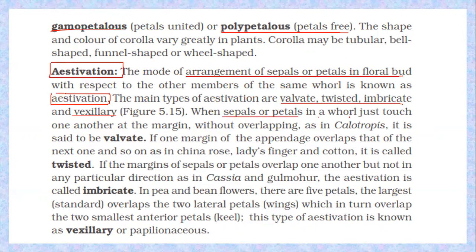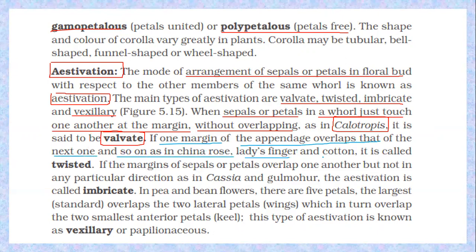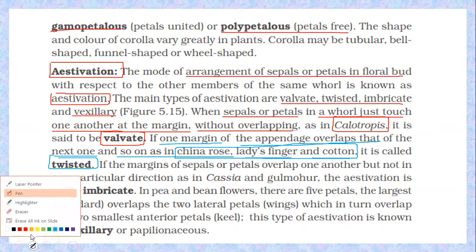When sepals and petals in a whorl just touch one another at the margin without overlapping, as you see in Calotropis, you will call them the valvate estivation. If one margin of the appendage overlaps the next one, as in China rose, lady's finger, and cotton, such a type of estivation you will call the twisted estivation.